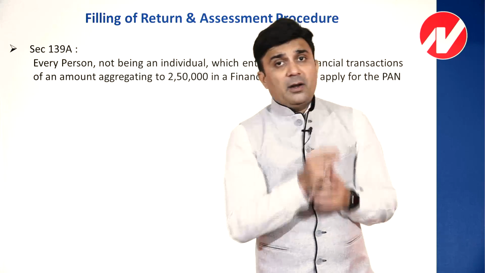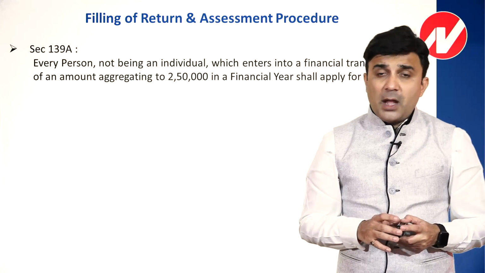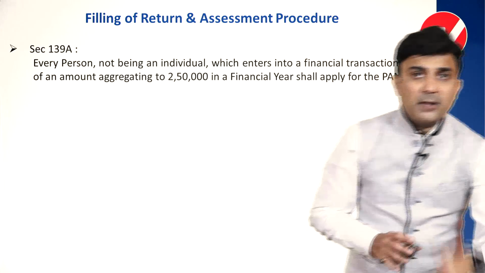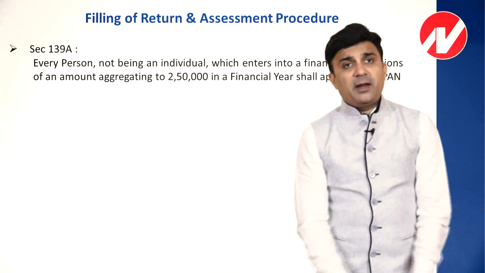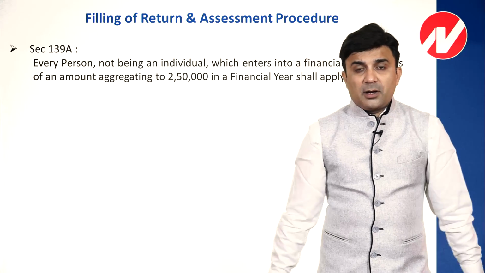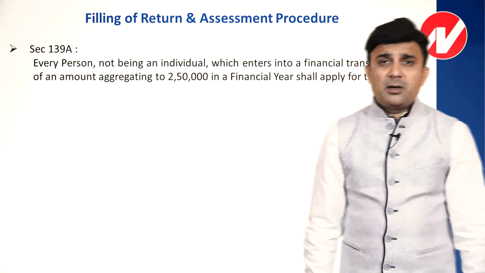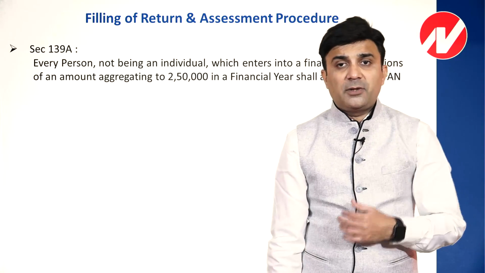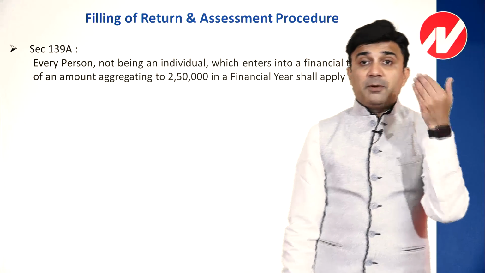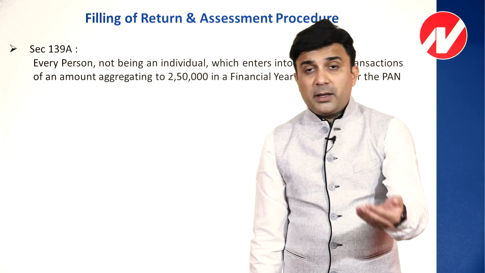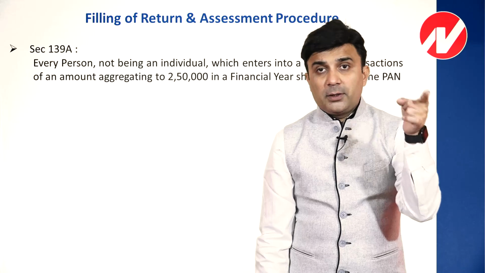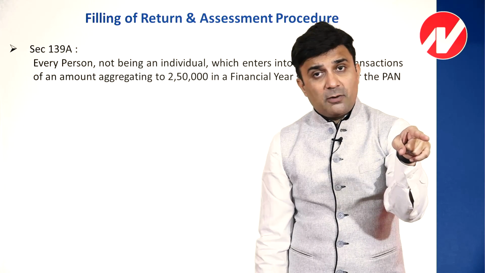There has been one compulsion which provides now that every person not being an individual which enters into financial transactions of an amount aggregating to 2,50,000 or more in a financial year is under a compulsion to apply for permanent account number. Specified financial transactions are purchase, sale of debentures, immovable property. If my person is applying for IPO, or entering into the purchase or sale of immovable property, he is under a compulsion to apply for the permanent account number, so that he has to give the detail of permanent account number.